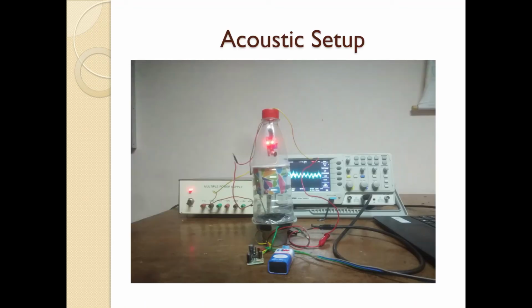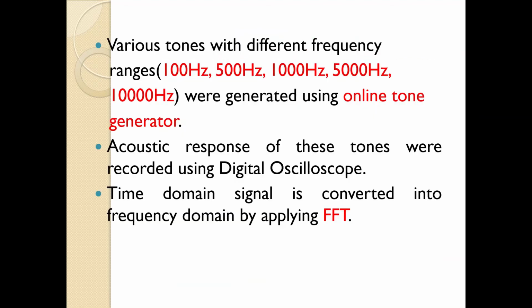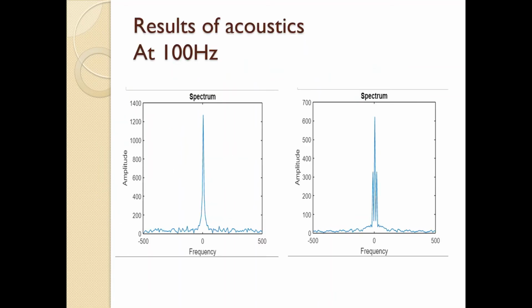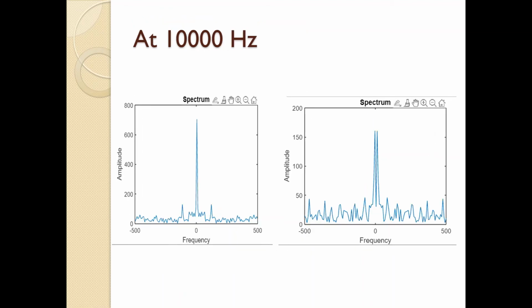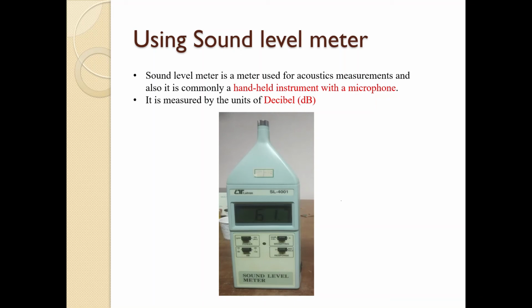And here is the acoustic setup we have used. Various tones were generated and taken using the digital oscilloscope, and the output of that signal was taken using fast Fourier transform, and these are the spectra obtained at different tones. This is for 100 Hz and similarly for 1000 Hz and 10,000 Hz. From this we can clearly differentiate that pure honey has a single peak and adulterated honey has two to multiple peaks.